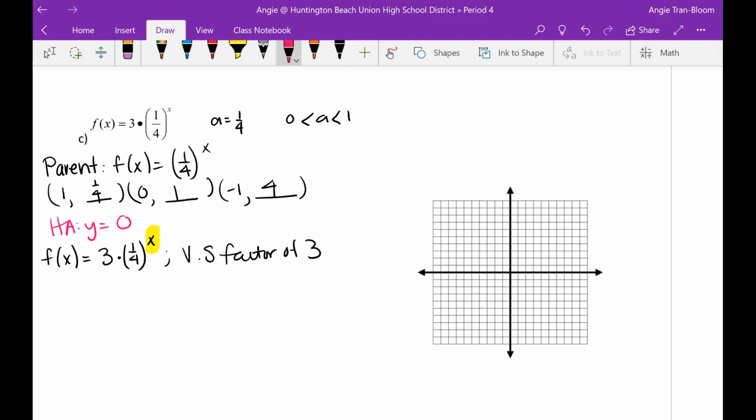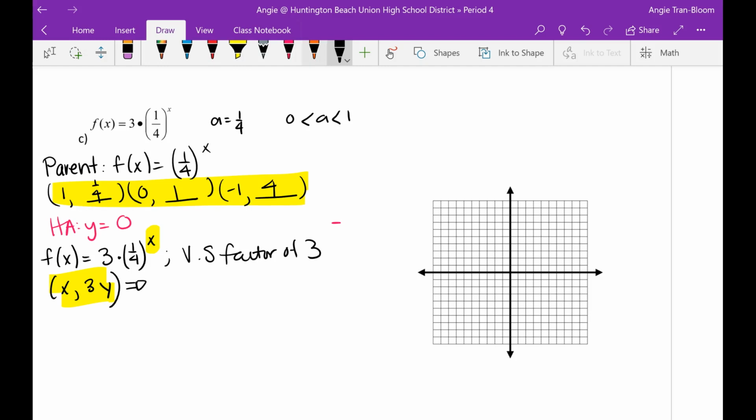Okay. So for example, just kind of off topic, if I have 1/4 to the 3x, then this is a horizontal compression by a factor of 1/3, because it's with the x. So that's the difference between when it is horizontal and when it is vertical, okay? Since I have it as a vertical stretch, my x stays the same, and the y gets multiplied by 3. So there's my formula.